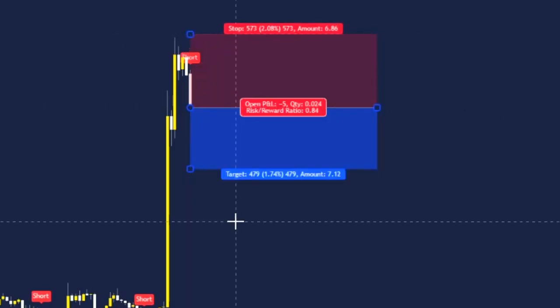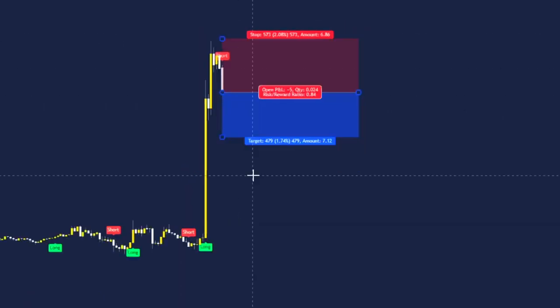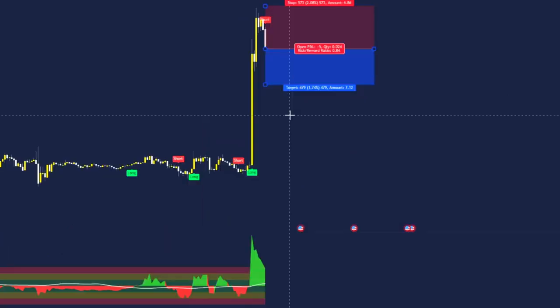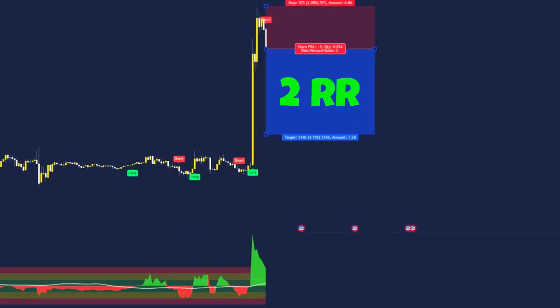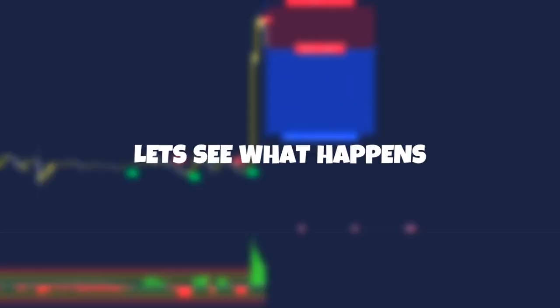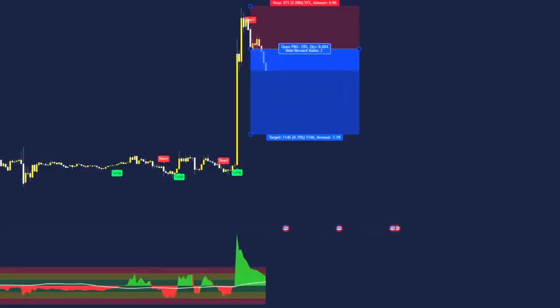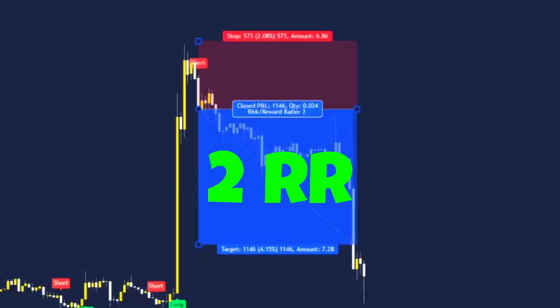Then we put our stop loss just above the recent swing high, and if this was a buy trade, we'd be putting our stop loss at the recent swing low. Now, for taking trades with this strategy, I have had the best results with a 2 risk to reward ratio, essentially doubling your money every time. And now let's see what happens. And just like that, we have hit our take profit, gaining a 2 risk to reward ratio. So let's look for some other trades.